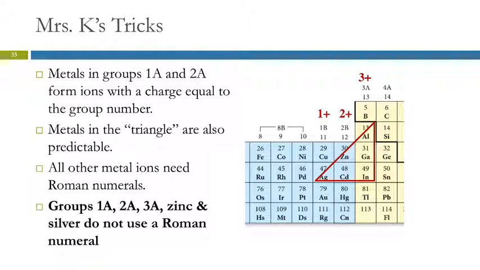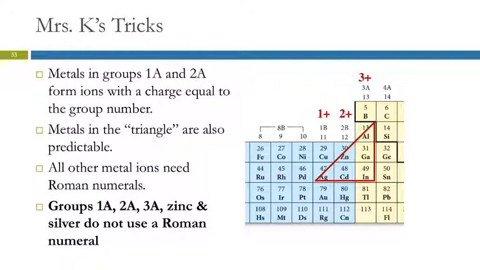So I have my little tricks. Group 1A, +1 charge. Group 2A, +2 charge. And then this triangle. Aluminum, zinc, and silver are the ones we're going to run into the most. Gallium, cadmium, and indium also form predictable charges, but we're not going to worry too much about them. Gallium and indium are in group 3A. They form +3. Zinc and cadmium are both +2. Silver is +1.